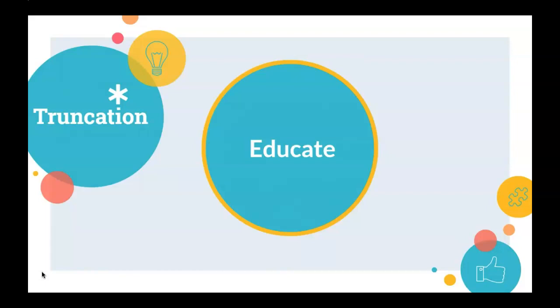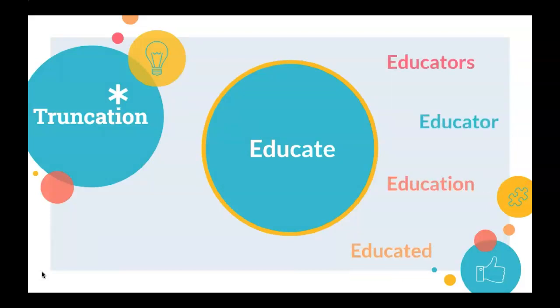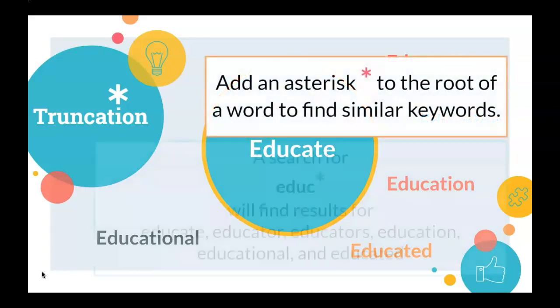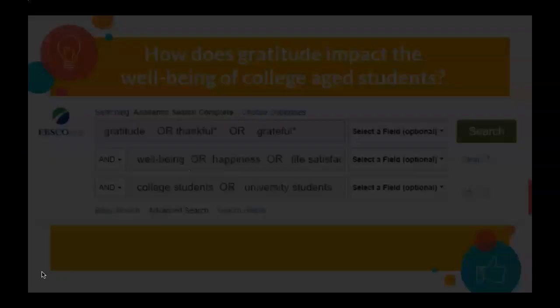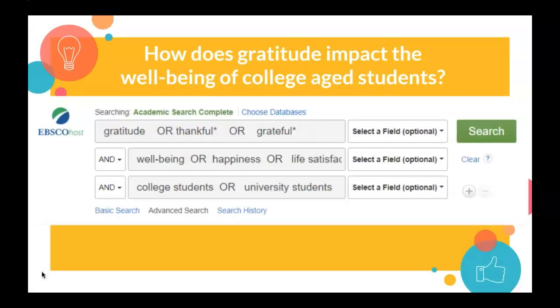As we mentioned before, databases are very specific and only search for the word that you put in. For example, if you put in the word educate, it will only look for that word. It would miss similar words though, like educators, or education, or educational. To simplify your search without typing in every similarly spelled word, add an asterisk to the root of a word to retrieve all other words with the same beginning. Let's see this in action.